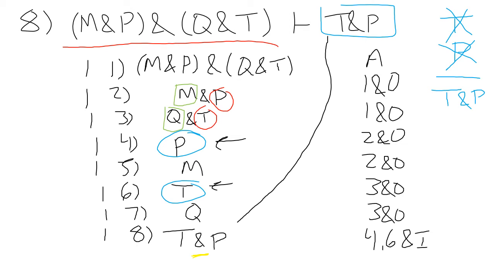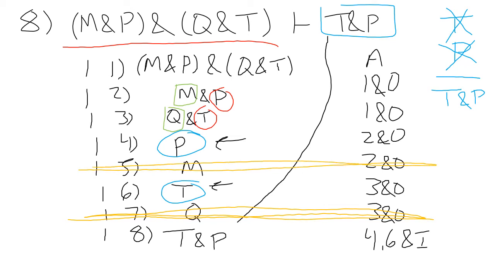We can erase this number 9. We've reached our conclusion, which was T and P. And just so you see it, we didn't need this line at all. We didn't need this line at all, but it doesn't make it wrong for including them. Again, having a longer proof is no problem as long as you follow the rules. Following the rules is the most important thing.